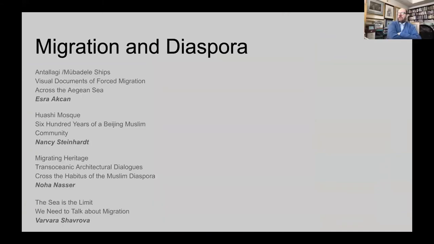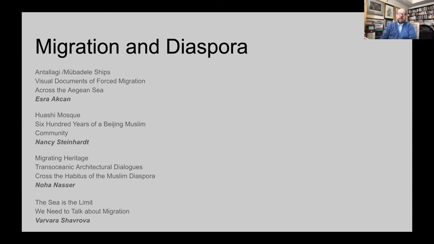So in the section of migration and diaspora, we've chosen four papers for today. One is by Ezra Akcan on the visual documents of forced migration across the Aegean Sea, the great exchange between Greece and Turkey, and the diaspora of Greeks and Turks between the two spheres at the beginning of the 20th century.